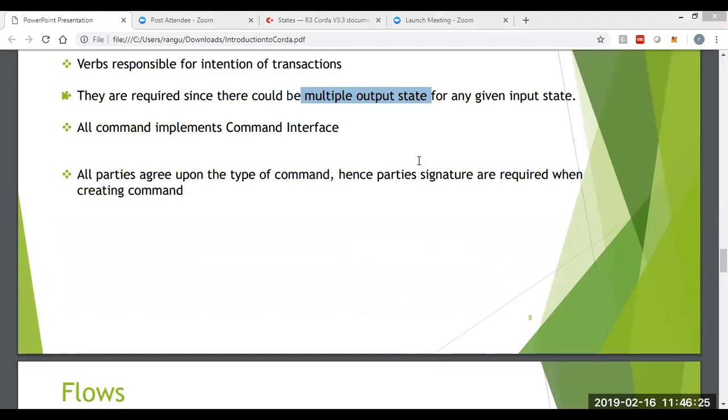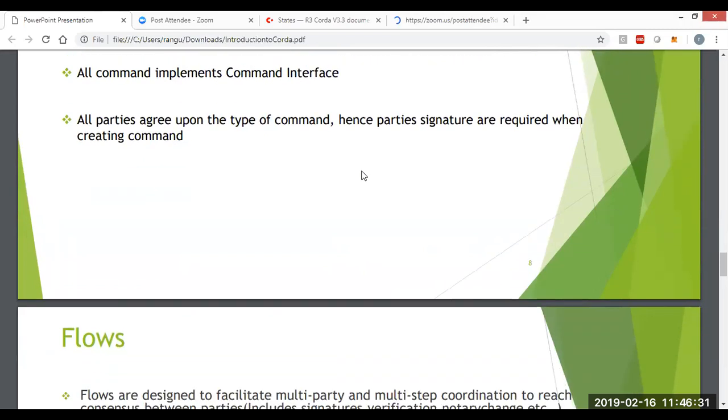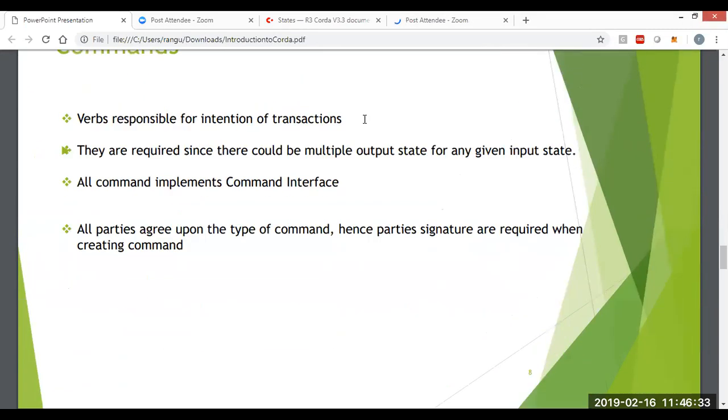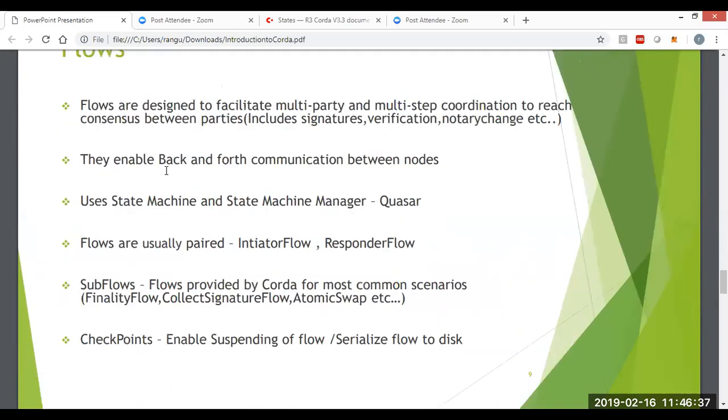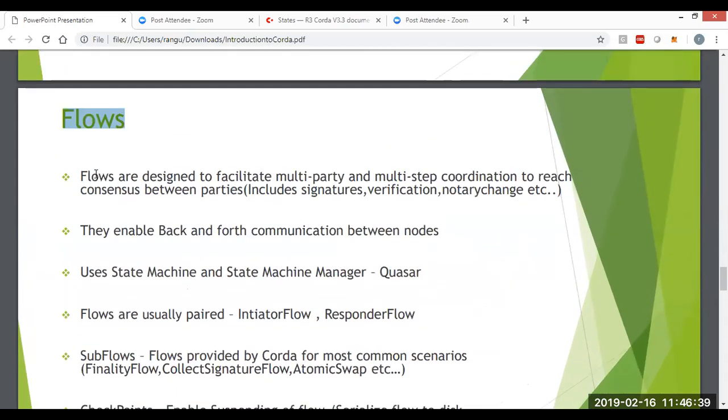So one transaction can take in two different states from two different sources? Yeah, exactly. So that is about commands, and one important thing with Corda is that everything in Corda is via flows.